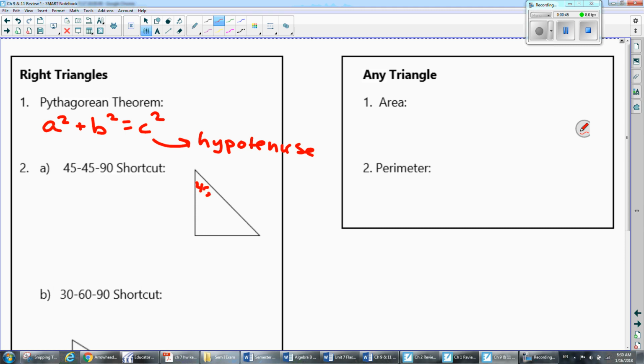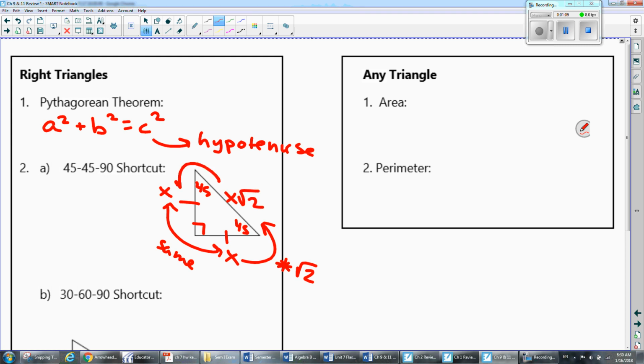So if this is a 45, 45, 90, opposite the 45s are your congruent legs. Remember, those would be the same measure. So we could say both legs have length x. If I was moving towards the hypotenuse, starting with a leg, looking for the hypotenuse length, I'd have to multiply it by the square root of 2 to get x root 2. When I'm at the hypotenuse and I'm looking for a leg, that's when I have to divide by root 2.